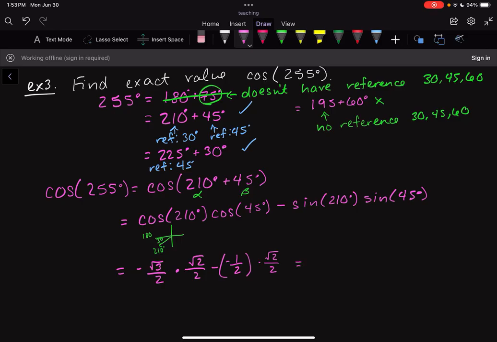Simplifying this, I get negative square root of 6 over 4 plus square root 2 over 4, which simplifies to negative square root of 6 plus square root of 2, all over 4. And it may be tempting, since you have a calculator, to find out what these answers are in decimals. But test 2 is going to say, just like test 1 did, do not leave your answer in decimals, exact answers only. Exact answers mean I want to see it with the square roots. I want to see it as a fraction.